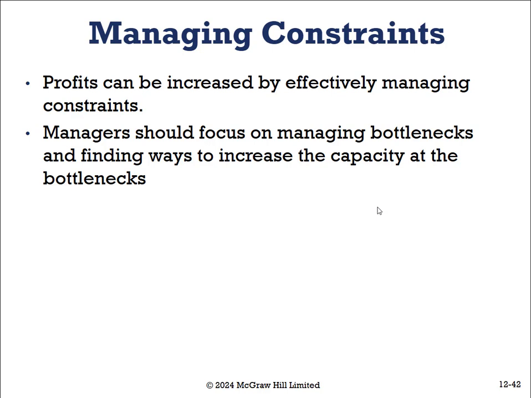When managing constraints, profits can be increased by effectively managing these constraints. There's always going to be constraints unless you have excess of everything, and then really you have underutilized assets. So why do you have constraints? Constraints are a part of doing business, and part of managing effectively is managing those constraints. Again, it means that we're not paying for a bunch of things that we're not using. But in order to manage effectively, you will want to focus on managing those bottlenecks and finding ways to increase capacity at the bottlenecks.